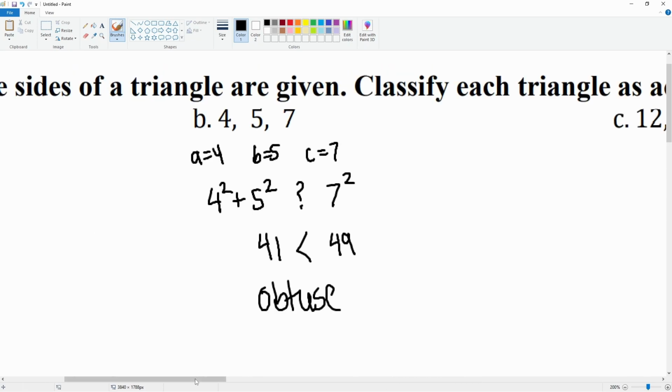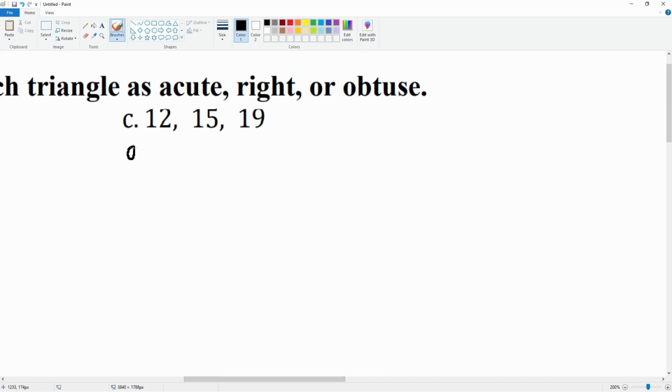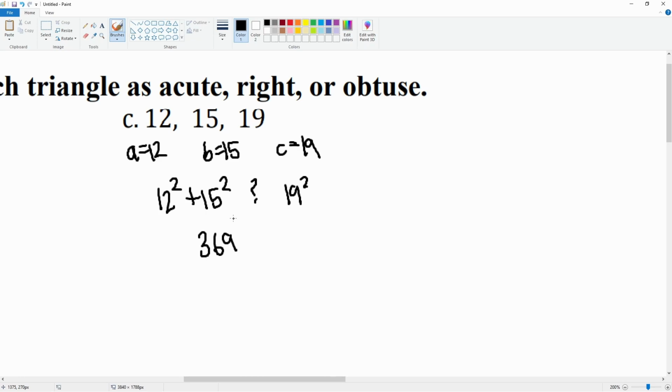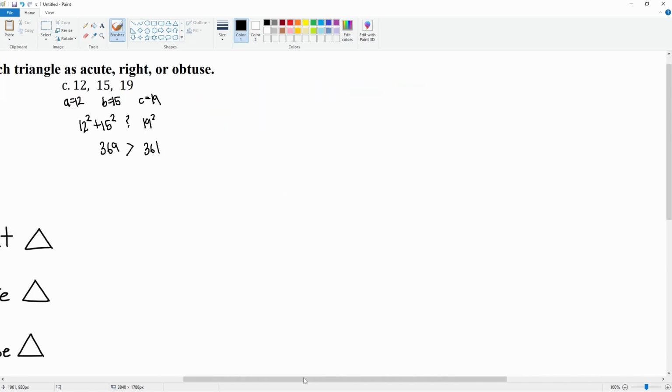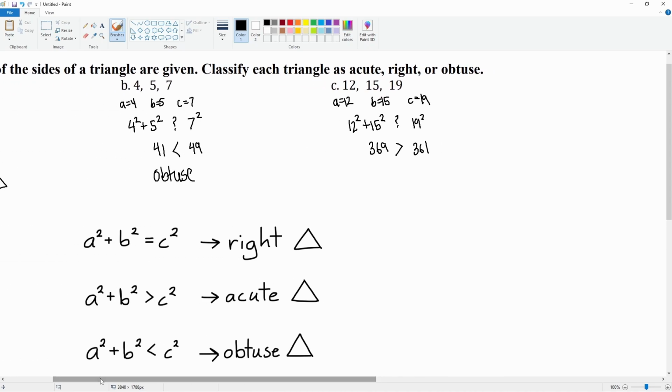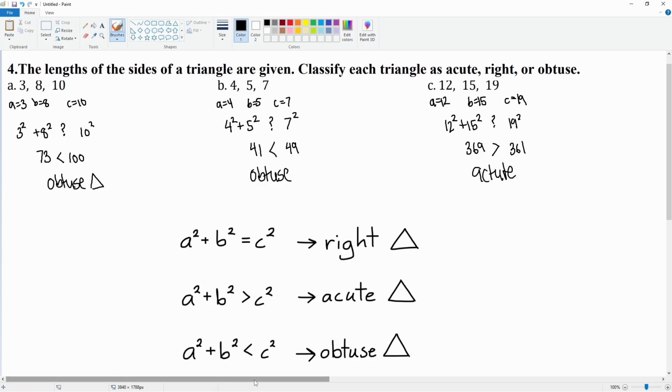And let's do the third one here. A equals 12, B equals 15, C is equal to 19. 12 squared plus 15 squared, question mark, 19 squared. 12 squared plus 15 squared in our calculator gets you 369. 19 squared on our calculator gets 361. 369 is larger than 361. If we take a look at our properties, we see that a squared plus b squared is greater than c squared, making this an acute triangle. So there you go. That is how you classify them as acute, right, or obtuse.